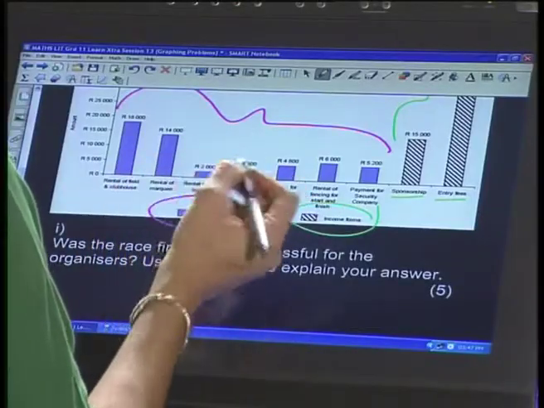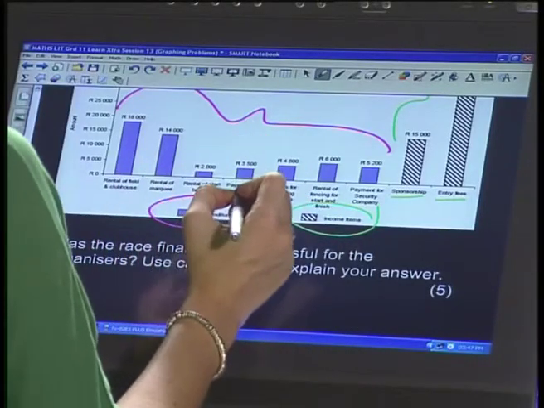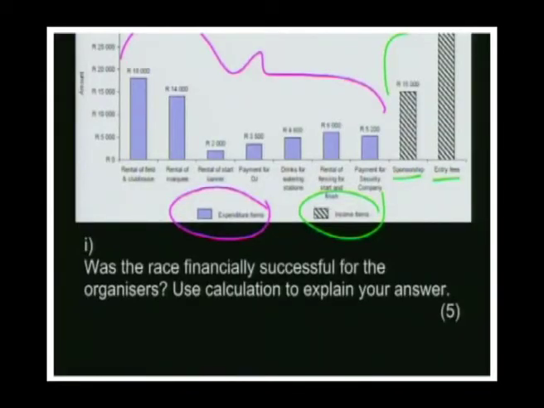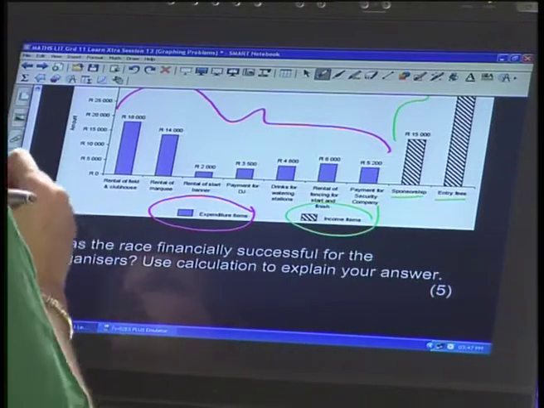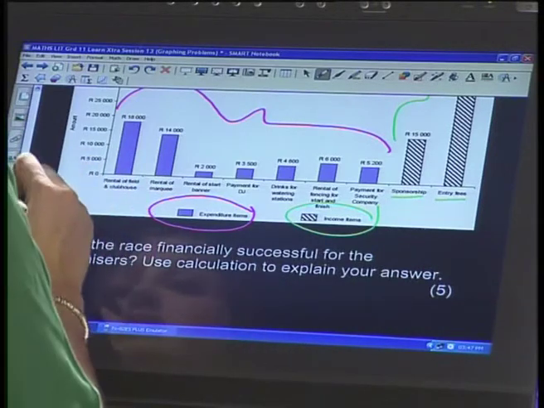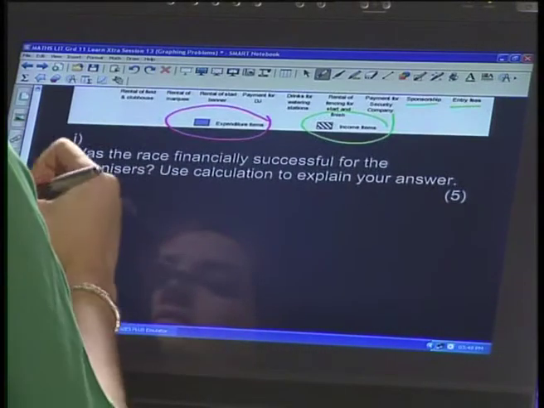But the expenditure looks like quite a lot. Rental of field and clubhouse, marquee, start banner, payment for DJ, music is very important when you're running, drinks, fencing for start and finish, and payment for a security company. So as you can see, there are many smaller expenditure items, but our income items are quite large. Let's see if they were financially successful.